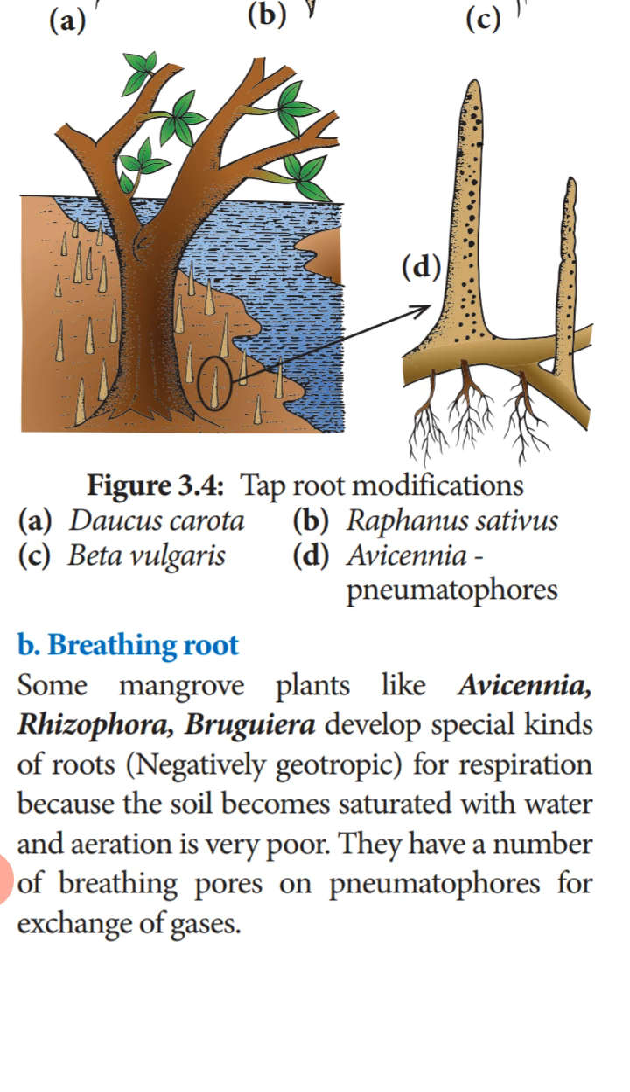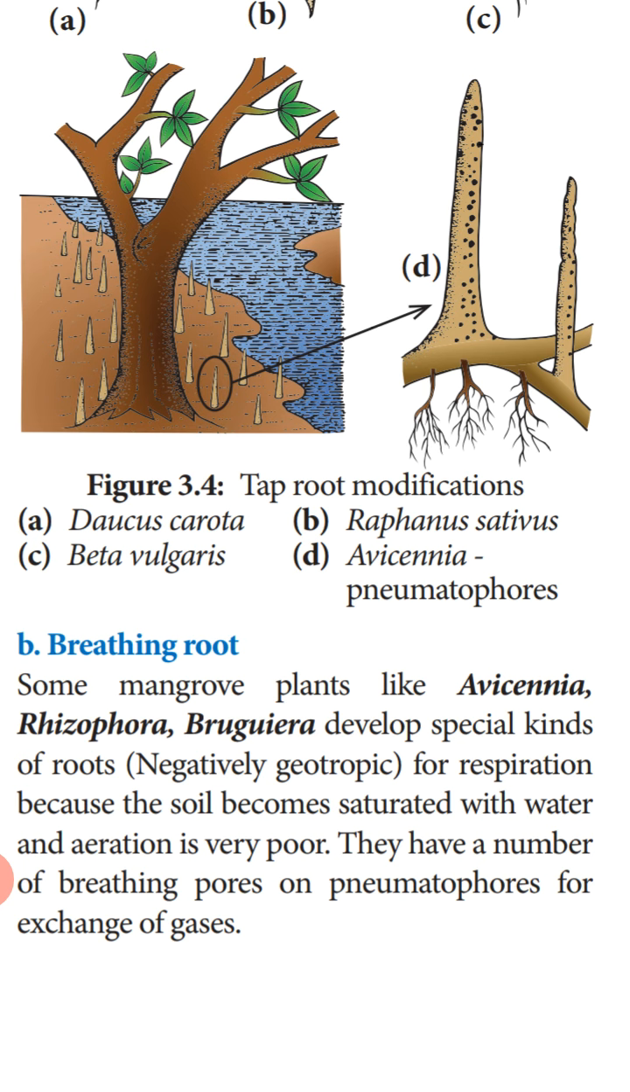So here you can see figure 3.4, the D diagram, the plant which is growing in the soil. From the underground roots, some erect, pillar-like roots come out of the soil or out of the water. You can see the negatively geotropic structure coming out of the water, and the enlarged diagram shows small pores present there. They are called the pneumatophores or the breathing pores, and they help in the exchange of gases.